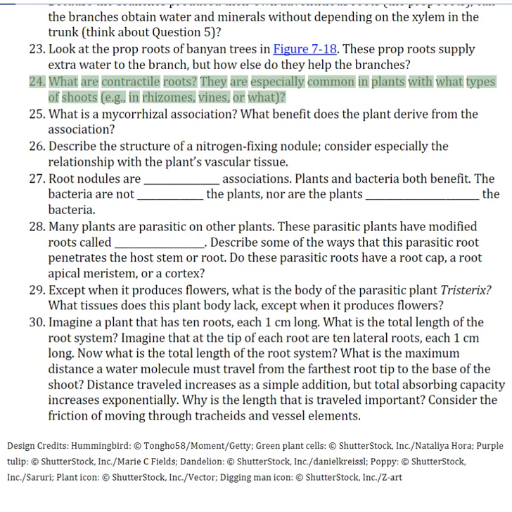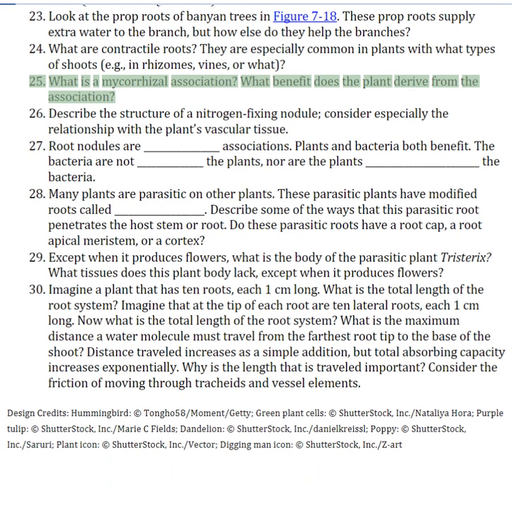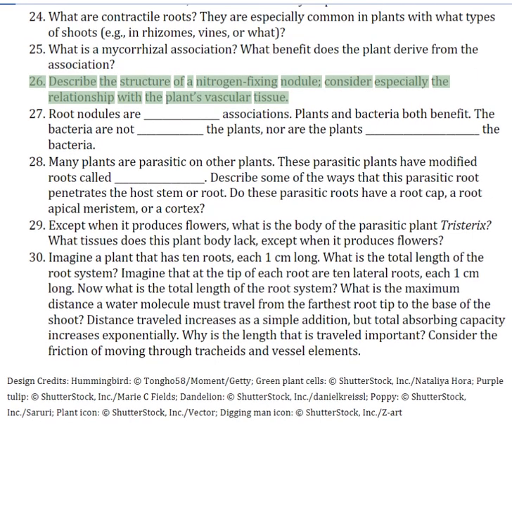They are especially common in plants with what types of shoots? 25. What is a mycorrhizal association? What benefit does the plant derive from the association? 26. Describe the structure of a nitrogen-fixing nodule. Consider especially the relationship with the plant's vascular tissue.